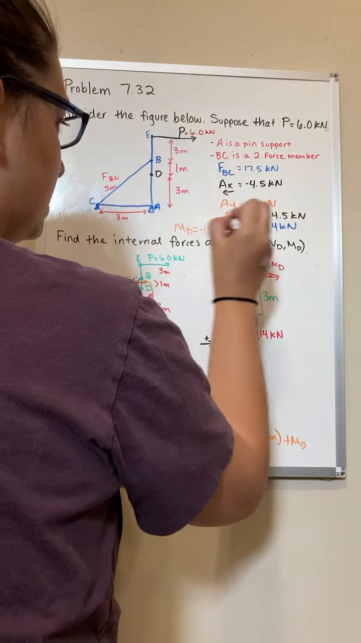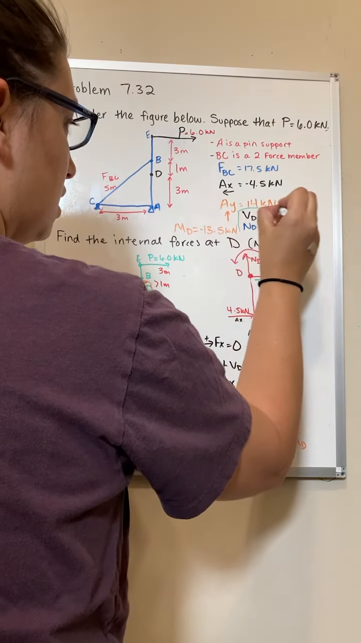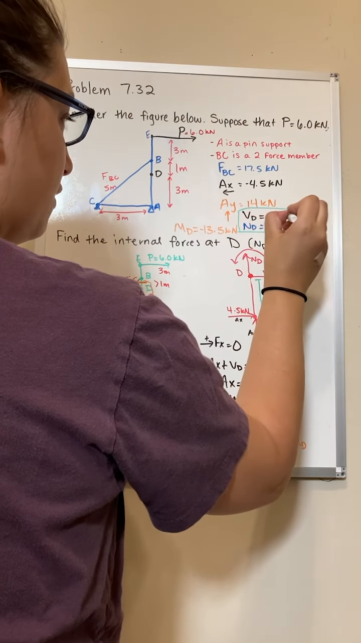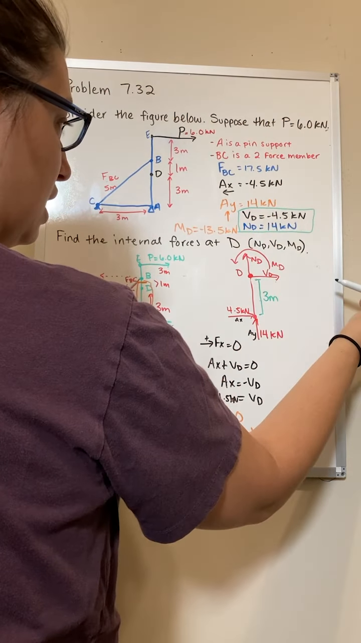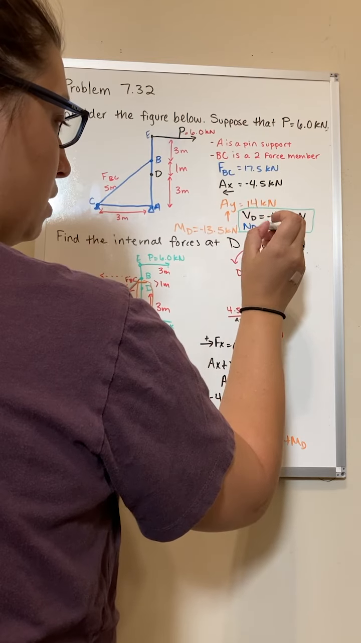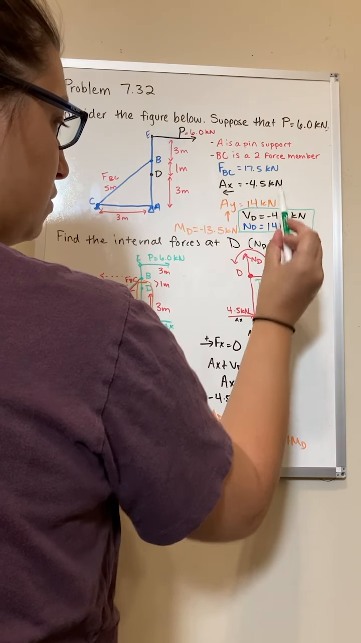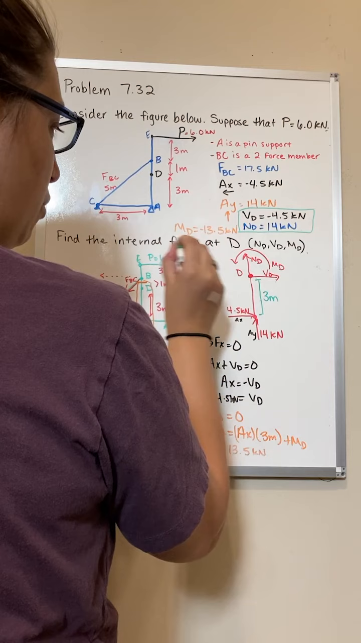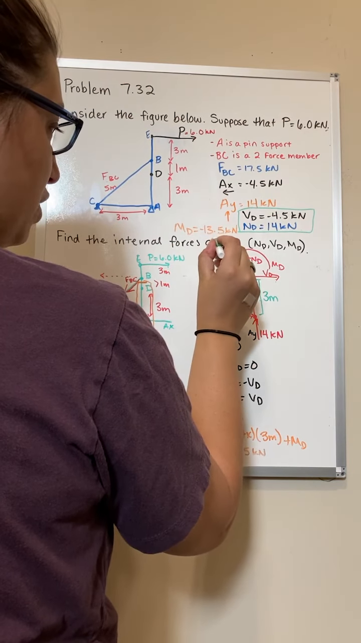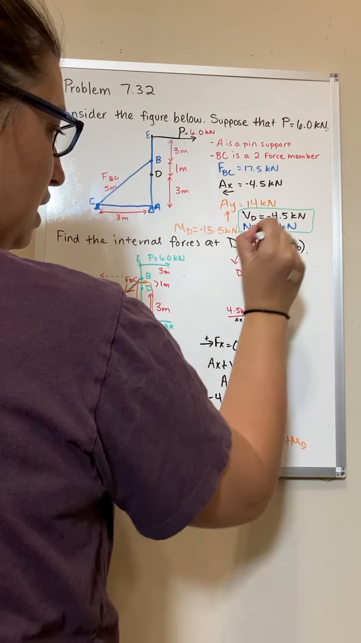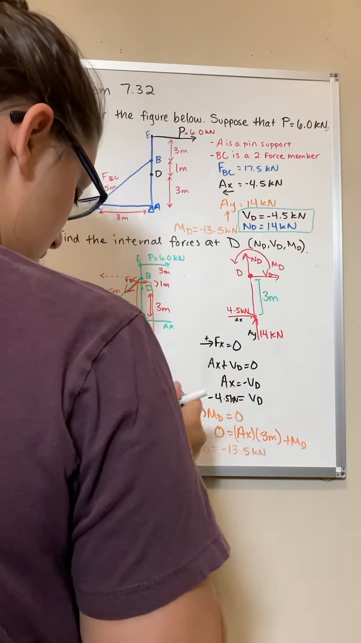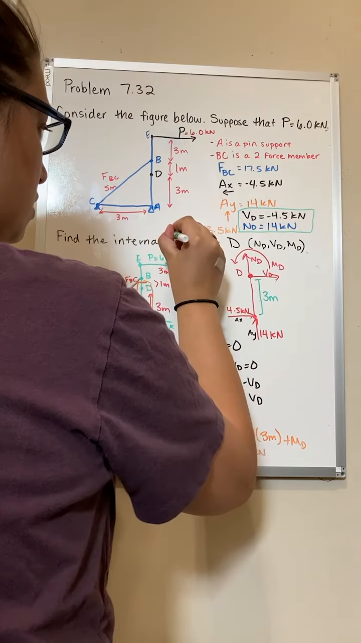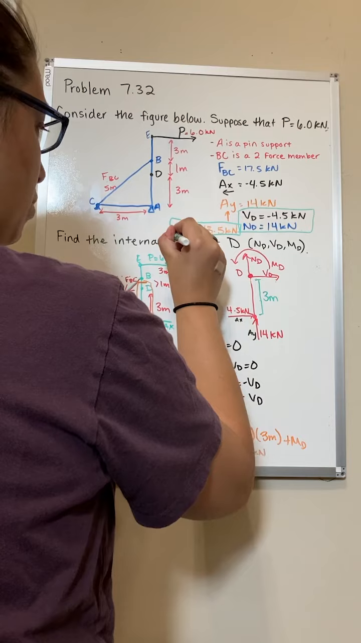So our internal forces are, our shear is negative 4.5 kilonewtons, so it's actually going in this direction. Our normal at D is 14 kilonewtons in the positive direction, and our moment at D is negative 13.5 kilonewtons, so it's actually going in a clockwise direction. So those are our internal forces at point D.